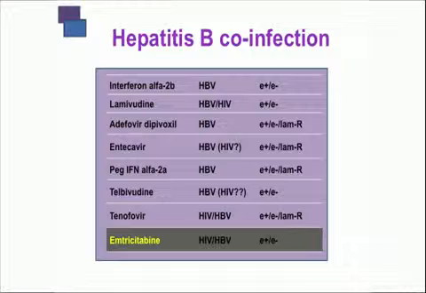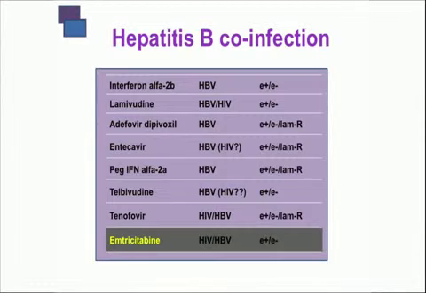Of course, in hepatitis B, these are the drugs that have been approved for many years until now: interferon, lamivudine, adefovir, entecavir, pegylated interferon, telbivudine, tenofovir, and emtricitabine. In the co-infected population, the situation is different, because, for example, emtricitabine is not approved in monoinfection. Truvada, the combination tenofovir plus emtricitabine, is not approved. But let's see if in the co-infection we can use these drugs alone.